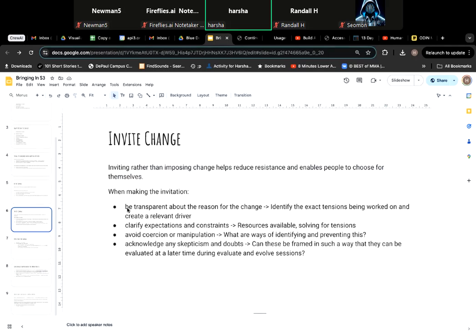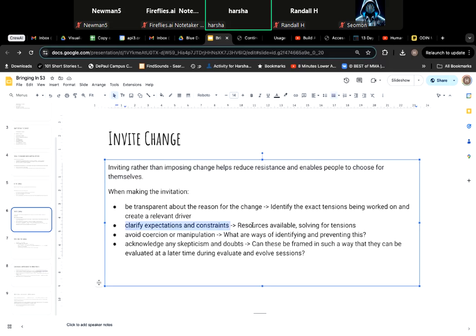So if we are changing something, that means there are some tensions existing. Otherwise, we don't need to change. Identify the exact tensions being worked on and create a relevant driver for it. Clarify expectations and constraints. From my understanding, constraints are basically about resources available. How much time do we have? Are we solving for the tensions or are we deviating? Those kinds of things need to be clarified, but this is still pretty vague to me. Maybe in a real life example, we would have more clarity.